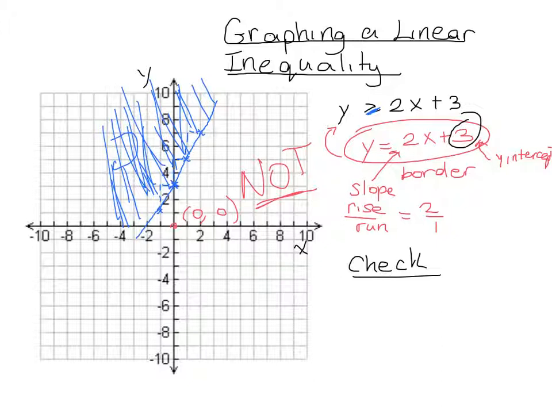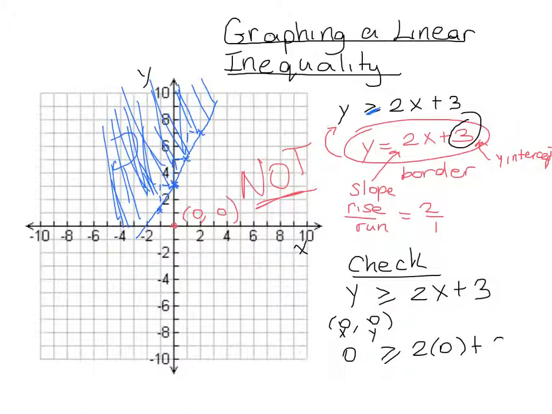So our original inequality is y is greater than or equal to 2x plus 3. And we want to make sure that 0, 0, so x being 0 and y being 0, does not work. So y is 0. 0 is greater than or equal to 2 times 0 plus 3. Is that true?